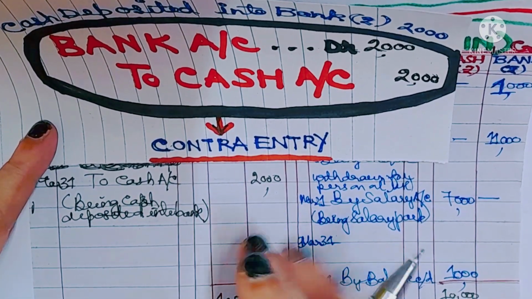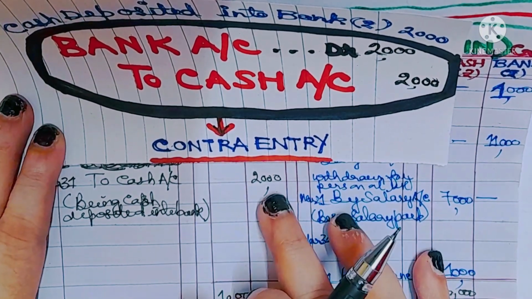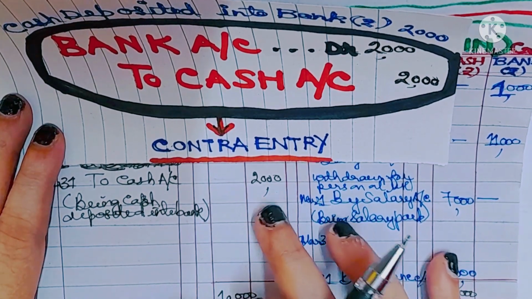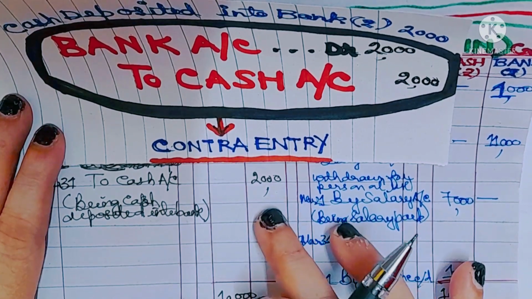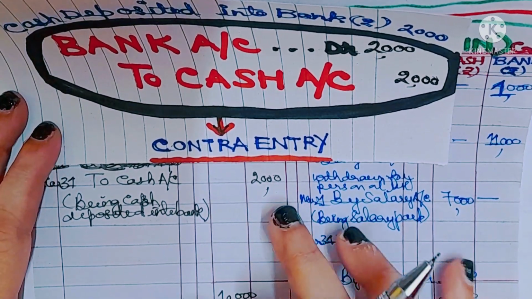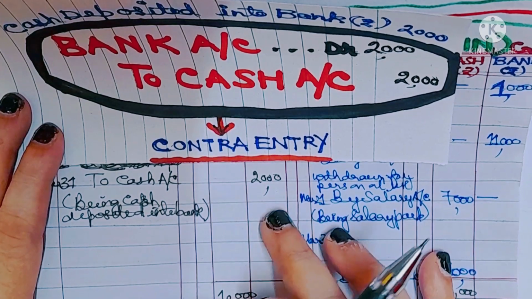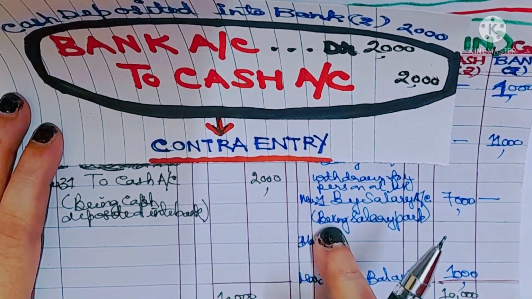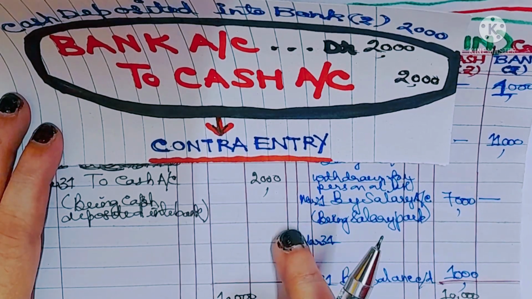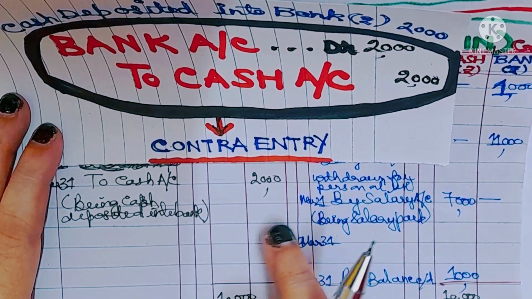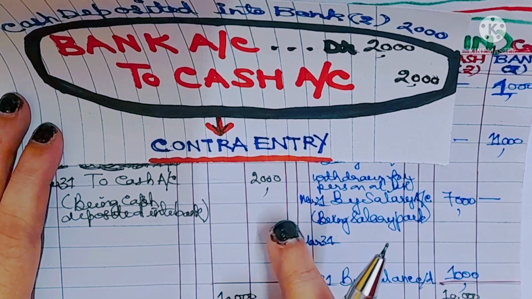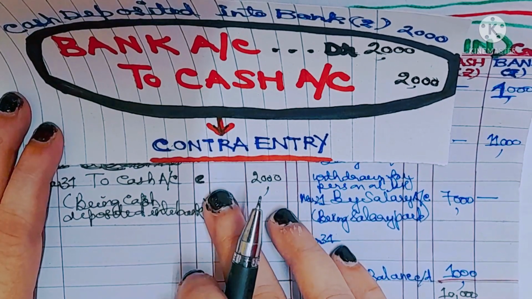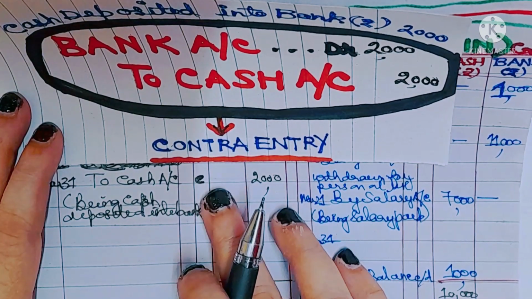And moreover, the bank column represents bank account. Bank account comes under personal account. According to personal account, the receiver of the benefit is debit. When cash is deposited into bank, bank is the receiver of cash. So bank should be debited by 2,000. Moreover, when cash is deposited into bank, the bank balance is increased and cash balance is reduced. Okay? We'll always have to write C in the ledger folio column. C stands for contra. Okay?